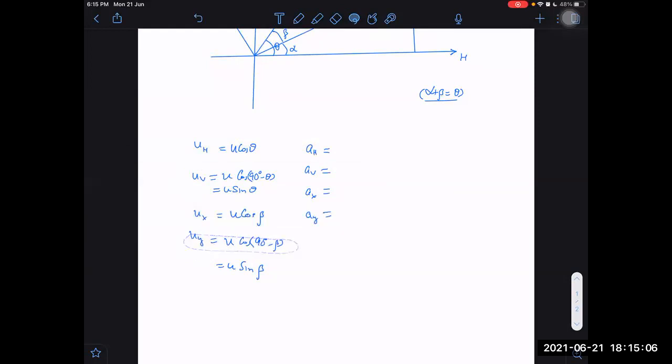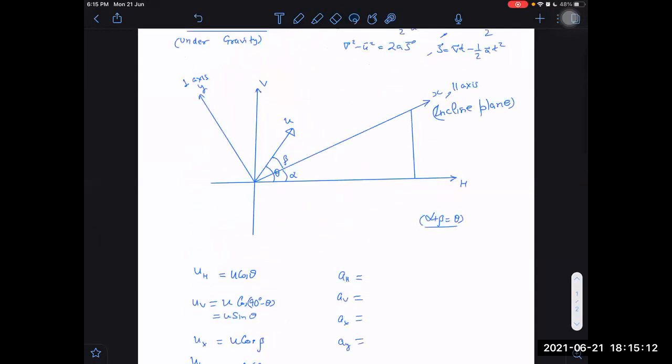Is there any value which is negative? How to tell positive or negative? Think in terms of coordinates. If I take its horizontal coordinate and vertical coordinate, then in which quadrant will it lie? It is lying in the first quadrant. In the first quadrant, x and y both are positive, right or not?